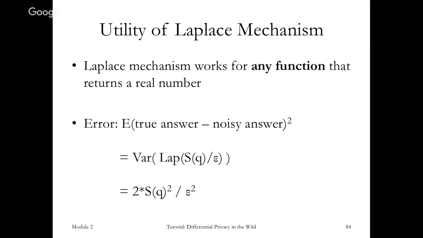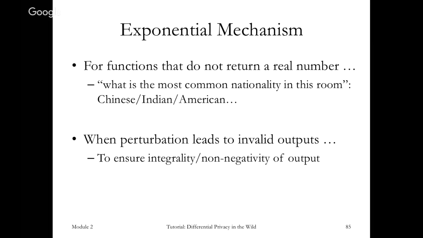Okay, so that's the Laplace mechanism. And that works great for any function that outputs a real number, but sometimes you have a function that outputs something from, say, a categorical set. For that, we can use the exponential mechanism. For instance, suppose we wanted to compute the query, what is the most common nationality in this room? And we have a set of possible nationalities. Well, what we can do is use the exponential mechanism.